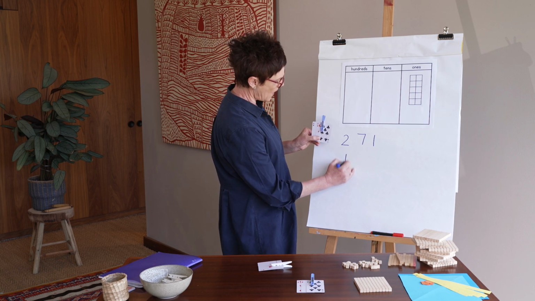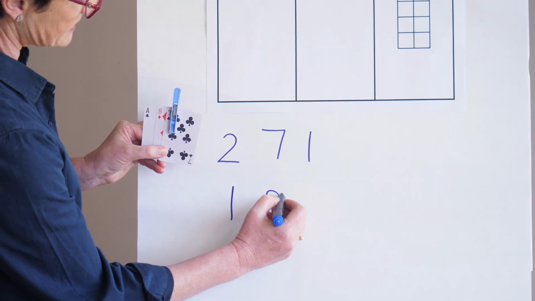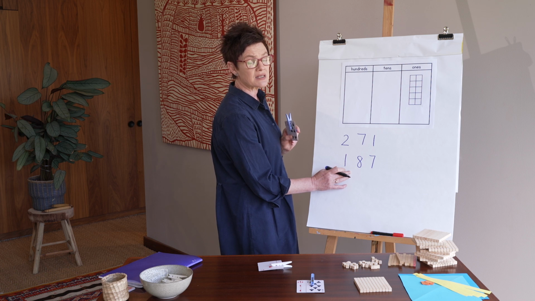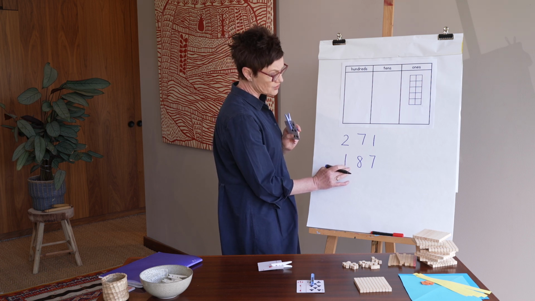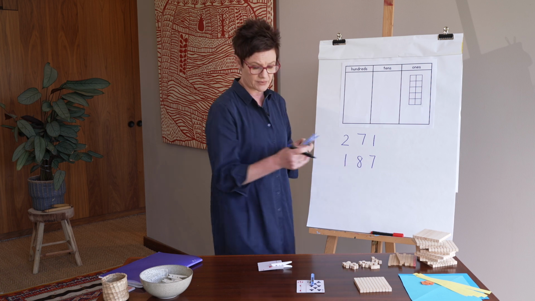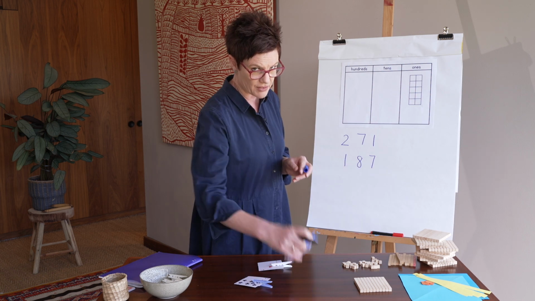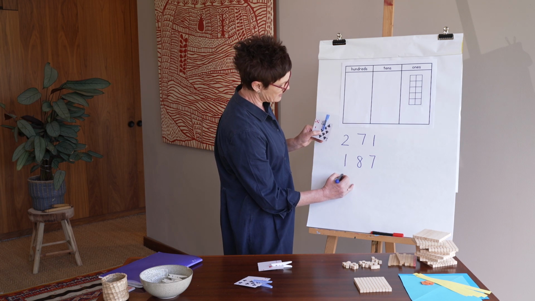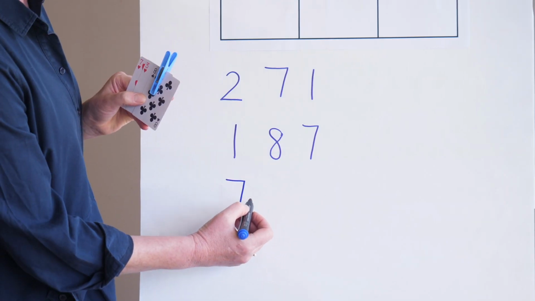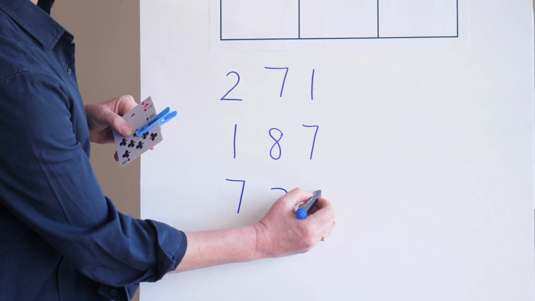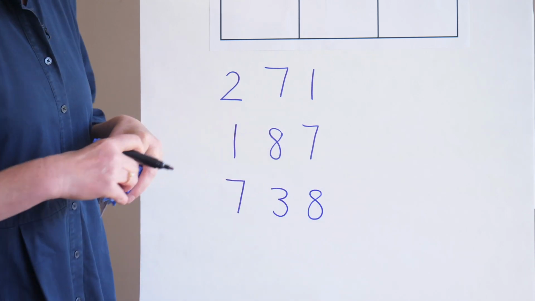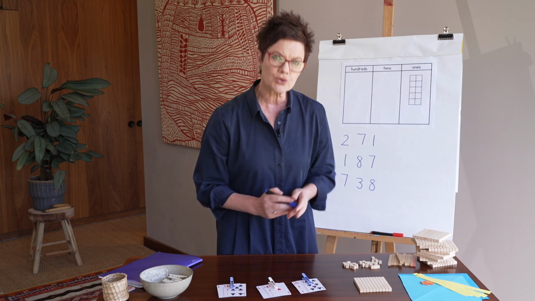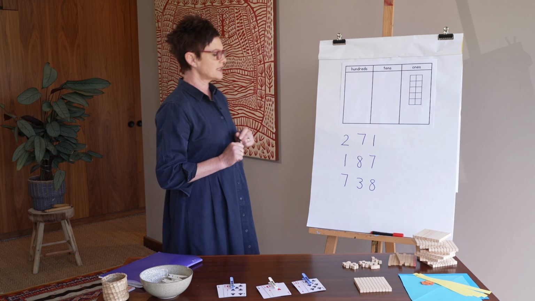Okay, we have another number here. This number is 187. Did you hear me say and? Remember that from last lessons? 187. Okay, and our last 3-digit number looks like this. We write it as 738. Okay, so our job today is to order from smallest to largest.